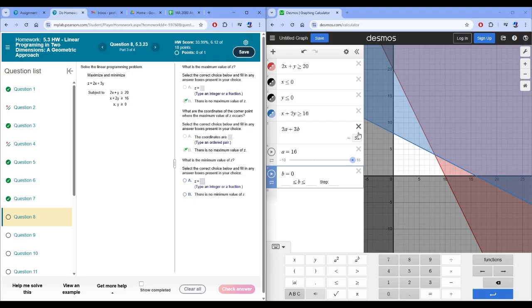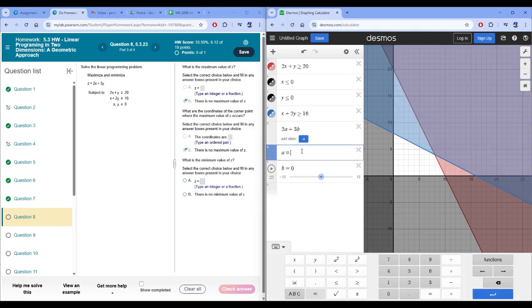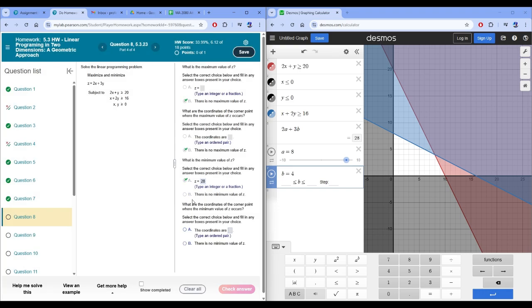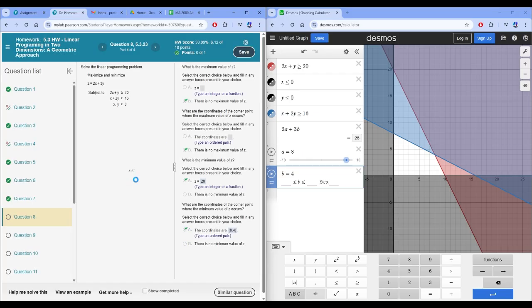That one was 32. That's this one, right? 16. That one's 32. What's 8 and 4? 28. Nope, 28 was the smallest. Sneaky, sneaky, sneaky. Alright, what are the coordinates of that? That was 8, 4. And now that should be the rest of the question.